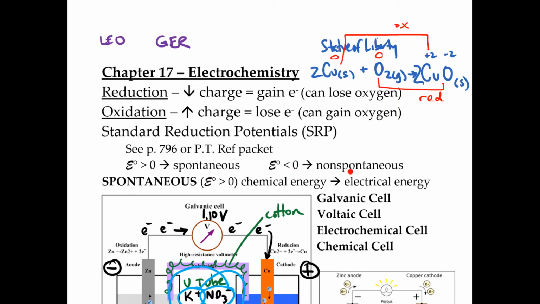So first we're going to look at spontaneous cells, and then we'll look at non-spontaneous. Spontaneous, the voltage is positive, and this is where you're going to take chemical energy and change it into electrical energy. Essentially what we're dealing with are batteries.